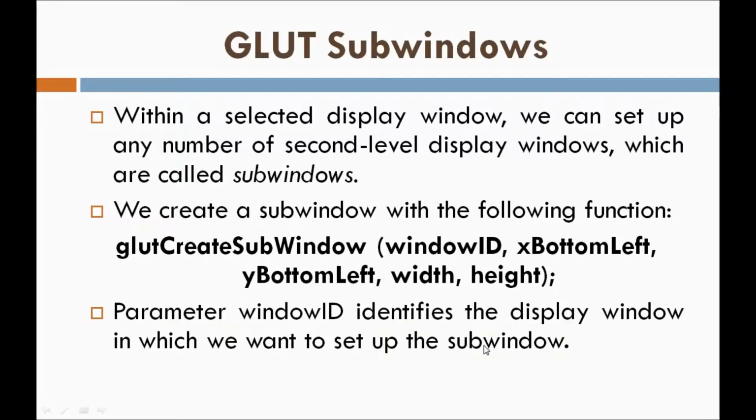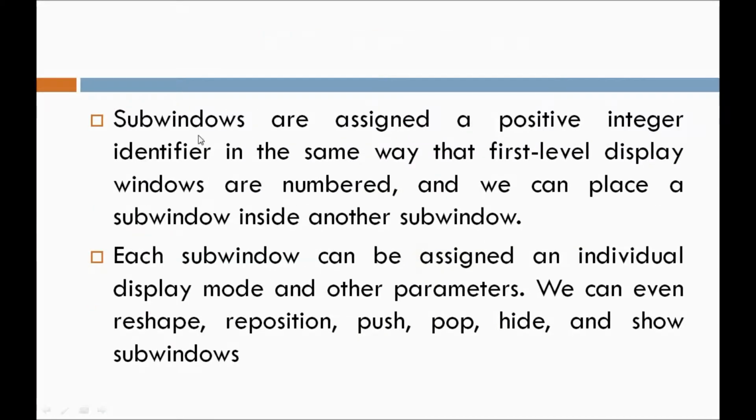The parameter window ID identifies the display window in which we want to set up the sub window, obviously. So the main window will be 1, and 1.1 is a sub window, like that. Next, one more important thing. In the same way as the main window, the sub window is assigned an integer identifier. We can place a sub window inside another sub window also. That is possible. You can create any number of windows within windows. Nested windows are possible. Both sub windows and the main window use integer identifiers.